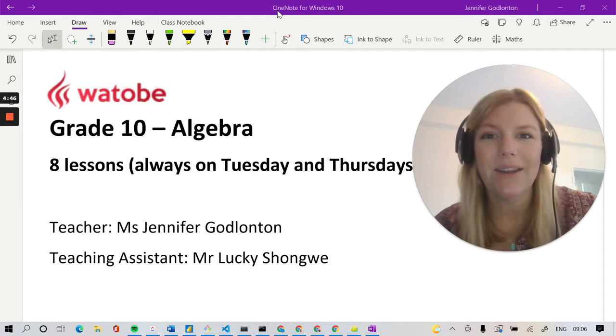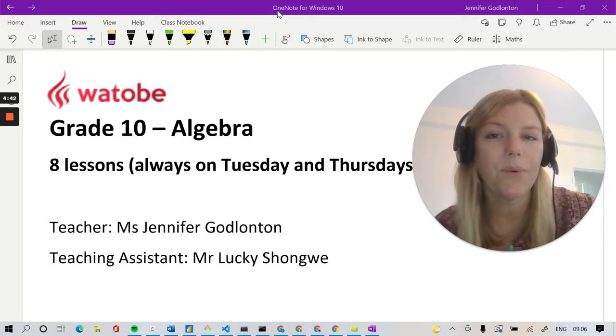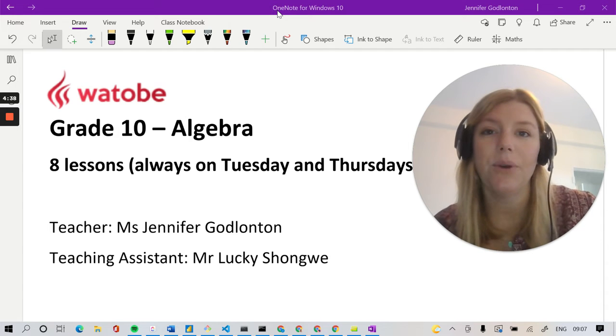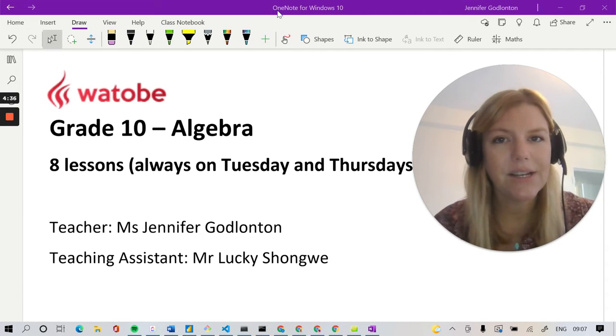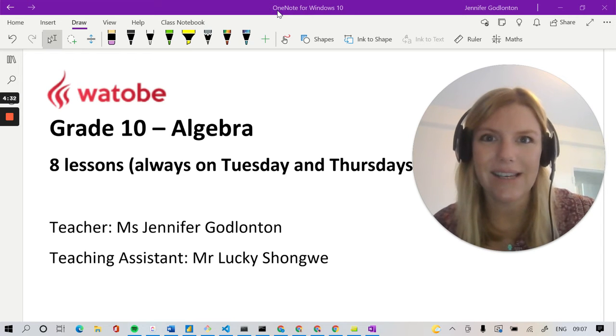This course we're going to be looking at grade 10 algebra. We're going to be starting with some quick revision of grade 8 and 9 to make sure we're all on the same page, and then we're going to move through some grade 9 factorization just to make sure it's all clear and move straight into the grade 10 factorization.